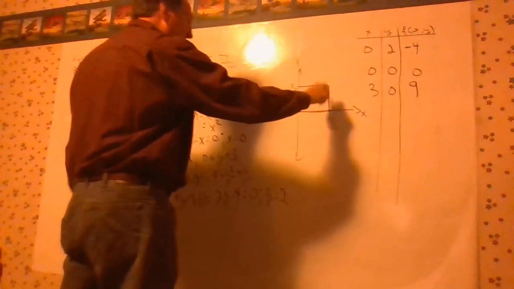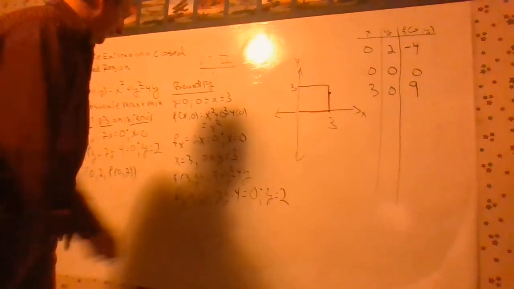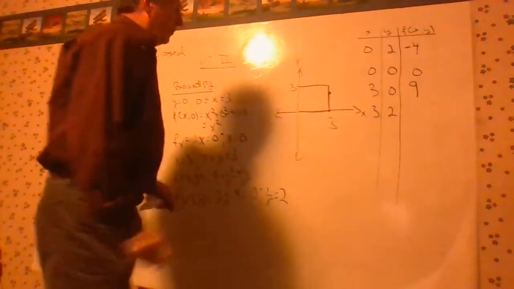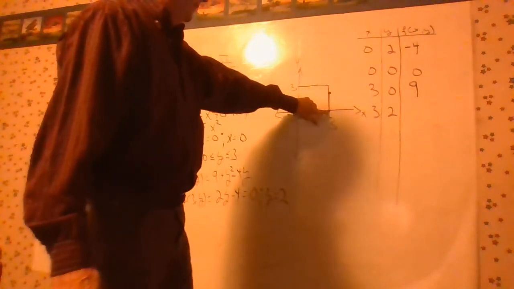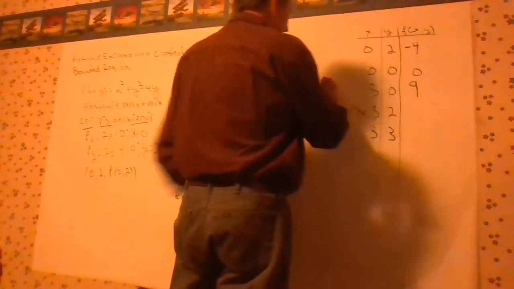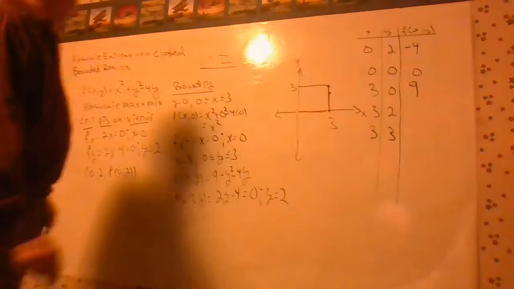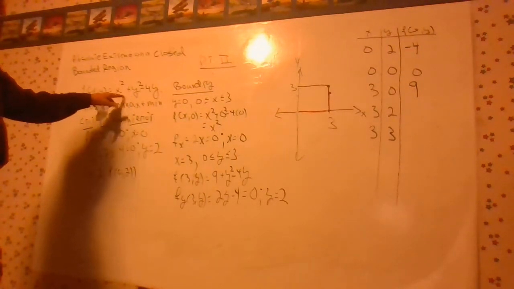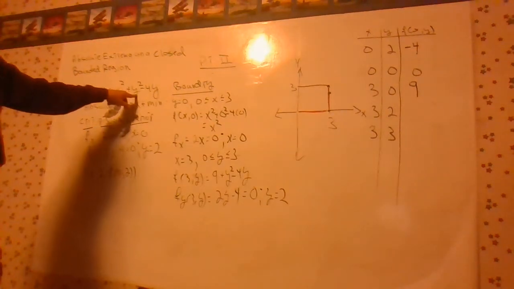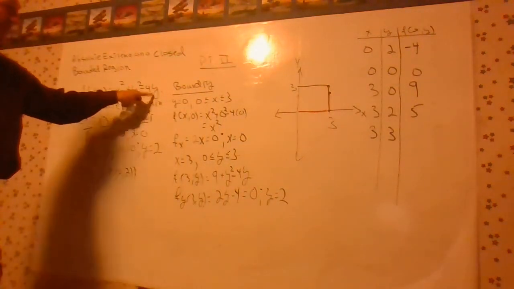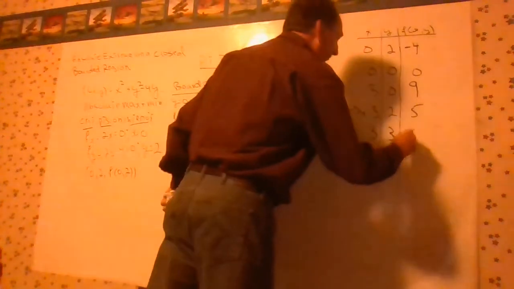And so we have the point 3, 2. That's only part way up. That's right about here. And then we want to include these endpoints. This one's already included, but this endpoint right here is 3, 3. So we'll include that. For 3, 2, we have 9 plus 4 is 13, minus 8, that's 5. And 3, 3 gives us 9 plus 9 is 18, minus 12 is 6.